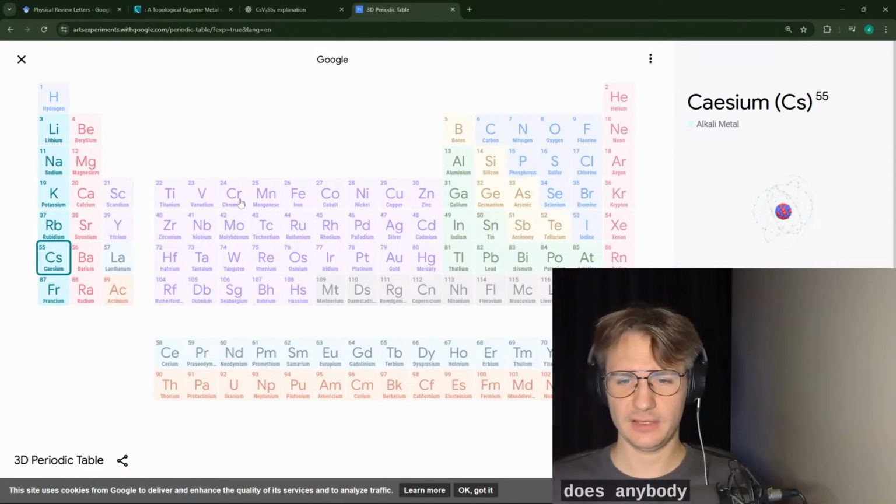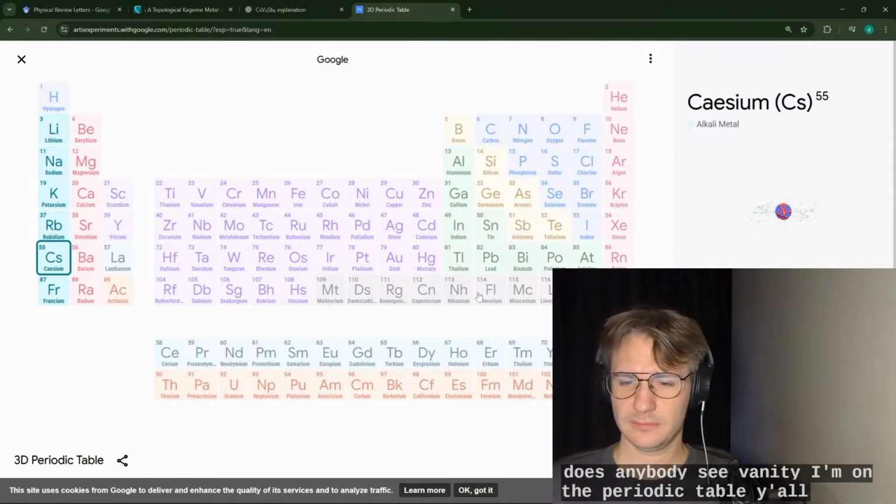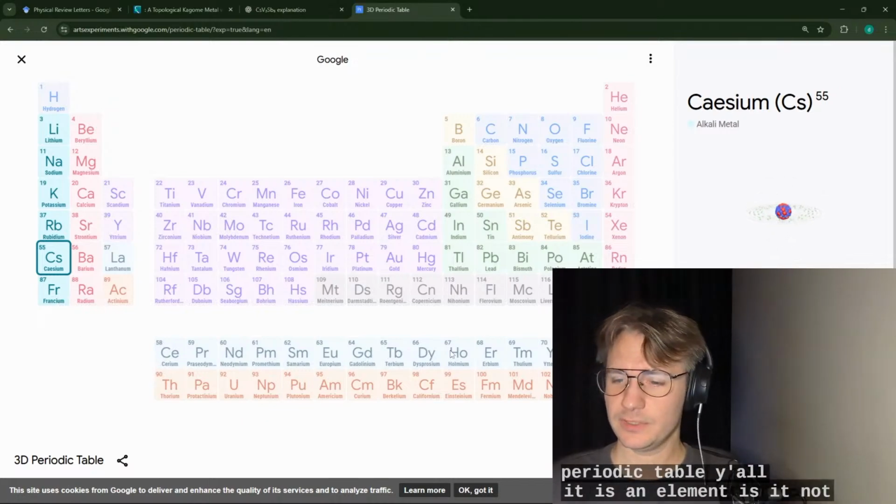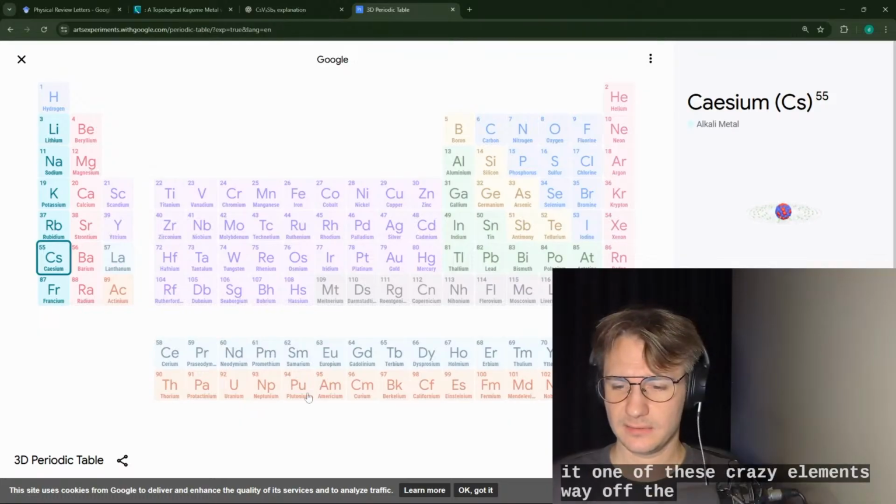Does anybody see vanadium on the periodic table, y'all? It is an element, is it not? Is it one of these crazy elements way off the side? Nah.